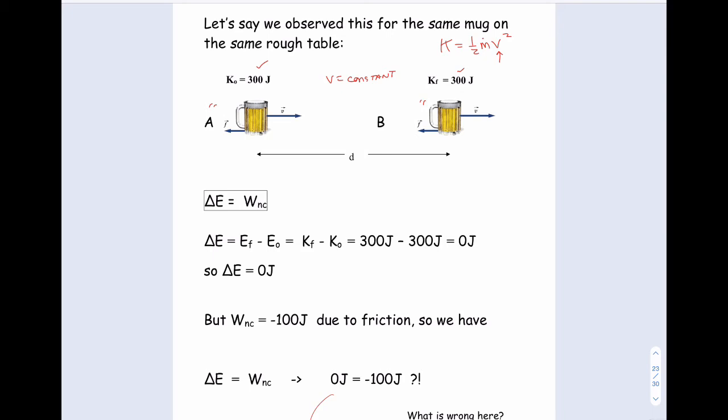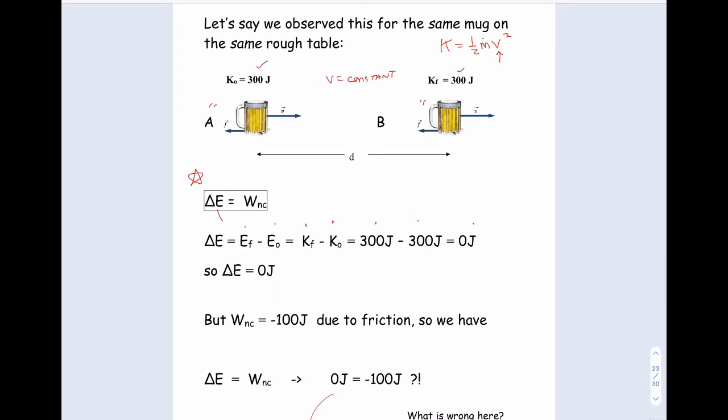Now here's the expression that we're working with. Now, did the energy change? Well, remember this E is kinetic and potential. We're not dealing with potential because it's not going up and down. So my change in energy is final minus initial, so K final minus K initial. So that says the change in energy is 0.